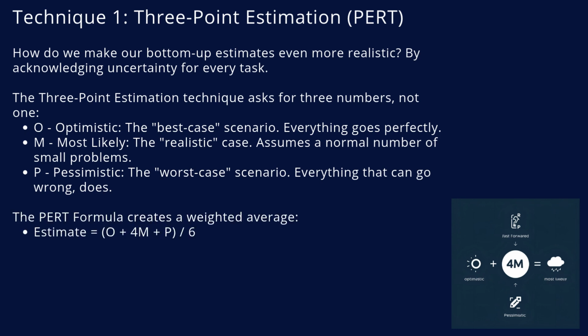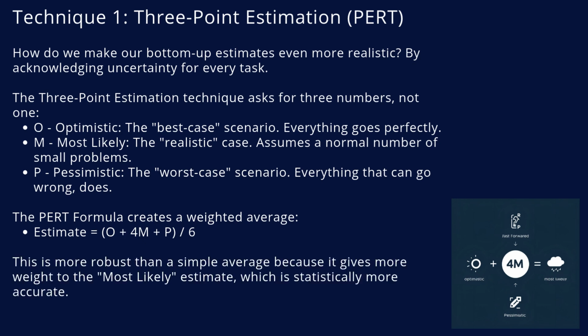Now you have a range. You could just take a simple average of the three. But the professional, and statistically better, method is to use the PERT formula. You take the optimistic, add 4 times the most likely, add the pessimistic, and then divide the whole lot by 6. This weighted average is far more robust because it gives more importance to the most likely number while still factoring in the risk from the pessimistic estimate. It's a simple, brilliant tool for creating a defensible estimate.